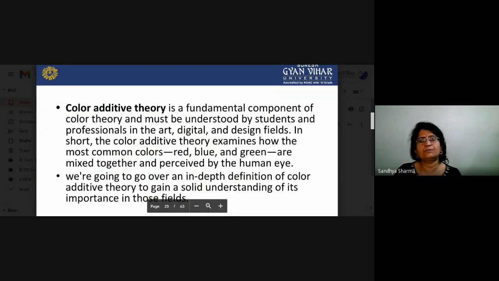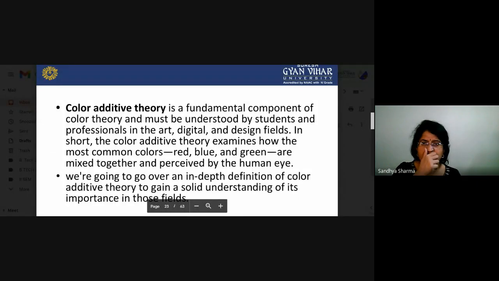Now here we will see the color additive theory, a fundamental component that must be understood, to know how we can add these colors. It applies in art, digital and design fields, and there are different places where we have to know the proper color theory. Red, blue and green are the primary colors, mixed together and perceived by the human eye, and by combining these three colors we can make different colors. We are going to go over an in-depth definition of color additive theory to gain a solid understanding of its importance in those fields.